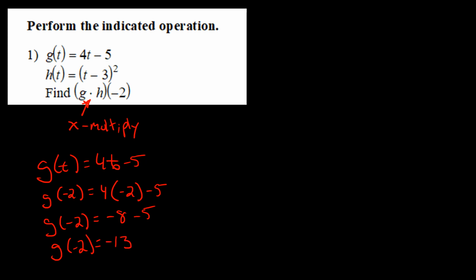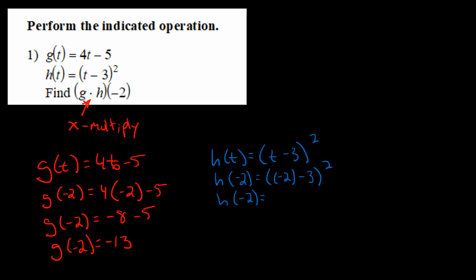My other equation is h of t, which is t minus 3 squared. When I substitute negative 2 in, I want to make sure that we're using our parentheses at all costs, right? Negative 2 minus 3 squared. So h of negative 2 is equal to, well, negative 2 minus 3 is negative 5, squared. And this is where you need to be careful, it's negative 5 squared. So negative 5 times negative 5 is a positive 25.